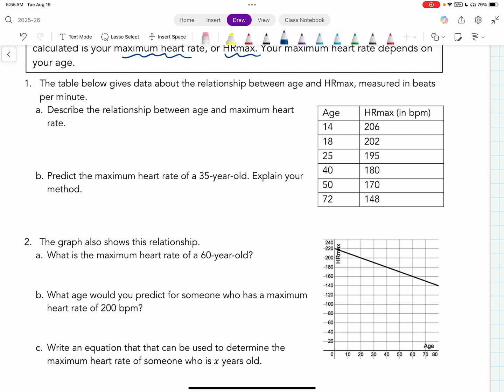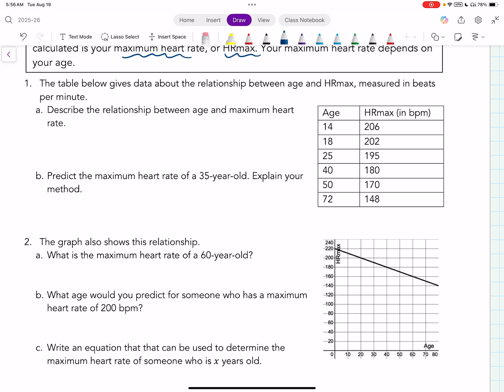The table below gives our relationship between age and maximum heart rate. Just take a look at it here. A 14-year-old has a maximum heart rate of 206 beats per minute. BPM is beats per minute. And then as you get older, you can tell that the maximum heart rate goes down, and it happens to be a linear function. So maximum heart rate depends on age. Part one says describe the relationship between age and maximum heart rate. As I just said, if you take a look at the data, as you get older, your maximum heart rate decreases by a certain amount, and guess what?